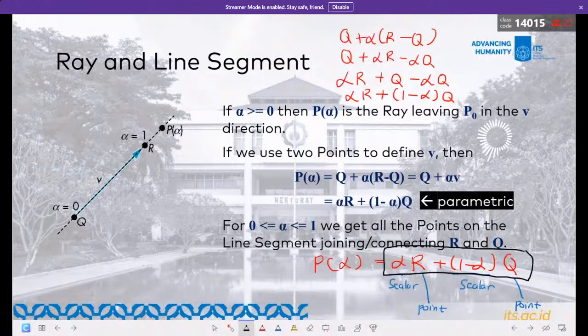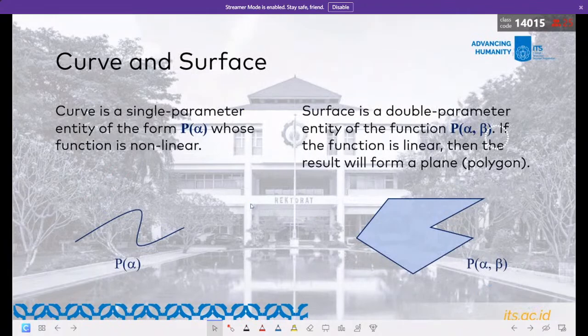Now let's move to the next one. And this is just an additional topic. We will not dig deep into that for now. If we want to have a curve or surface in your drawing, then you can also work with that by defining some parametric function, but non-linear. The only difference is it's not going to be linear.